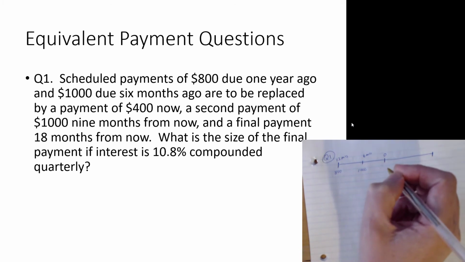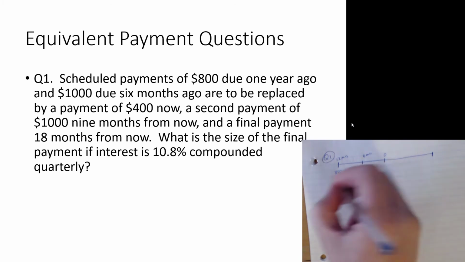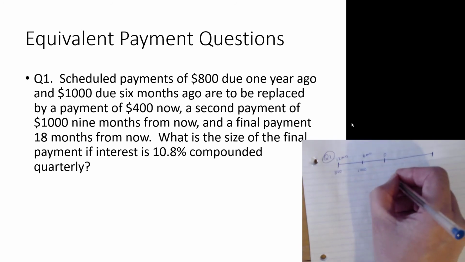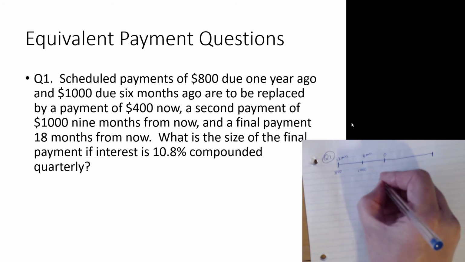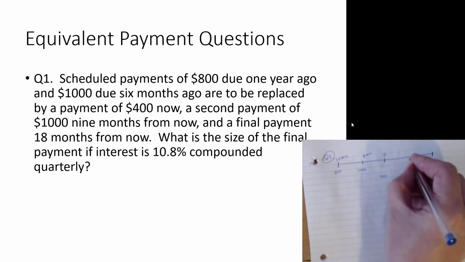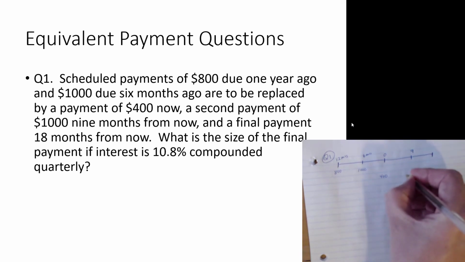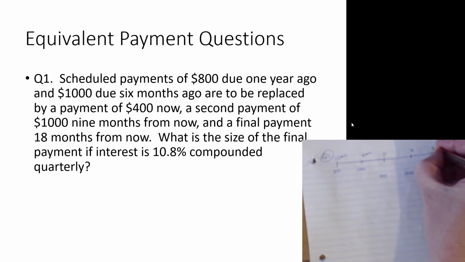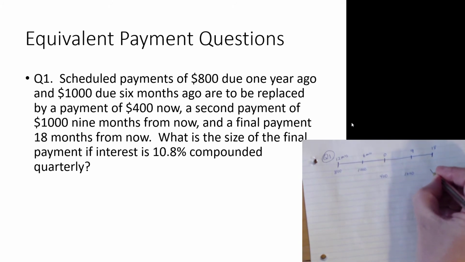Okay. Now those are being replaced. So I'm just going to make sure I put that on a different line so I just keep track of everything. By a $400 payment today, a $1,000 payment 9 months from now, and 18 months from now, some unknown payment. We give it the wonderful name of X.